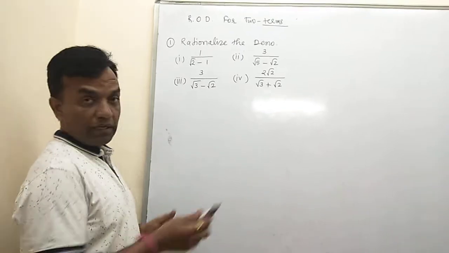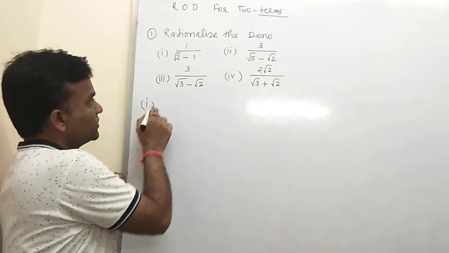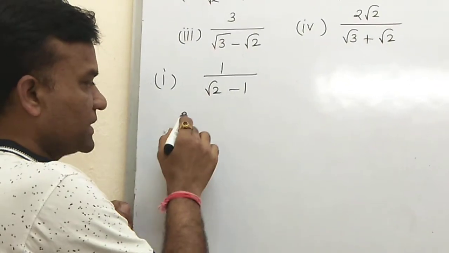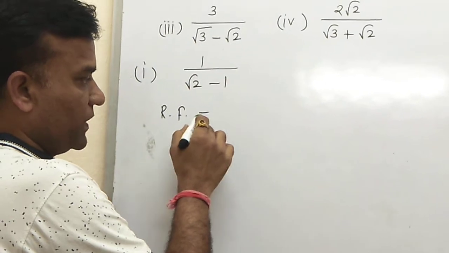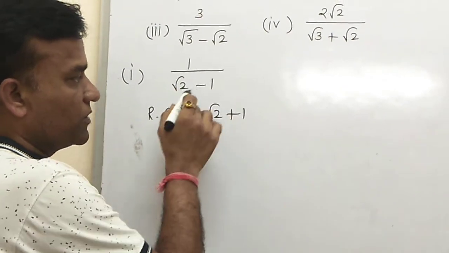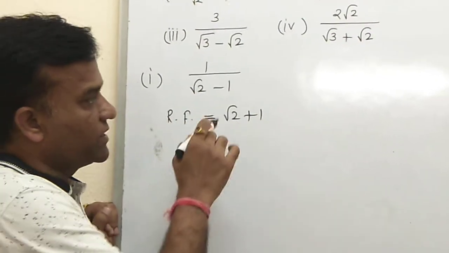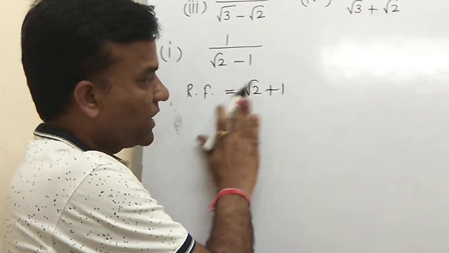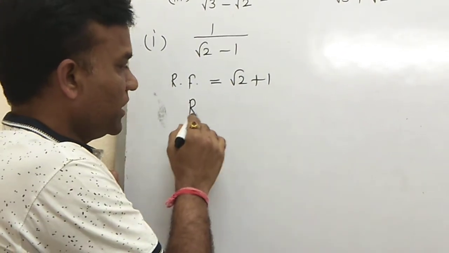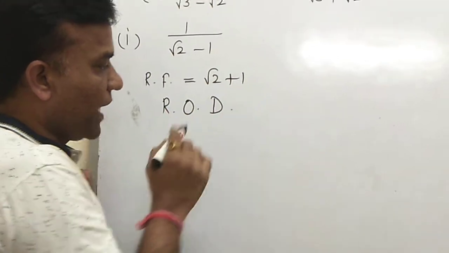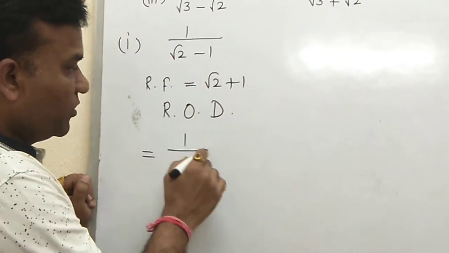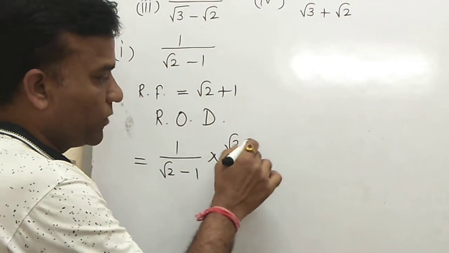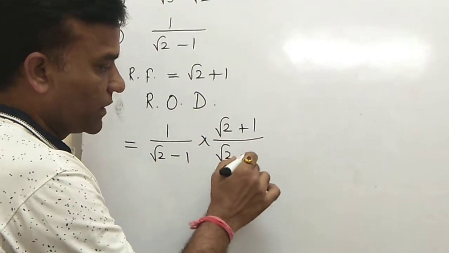So now first we illustrate here, like for example you use the concept like root 2 minus 1. So you write down first its RF. Okay, its RF is root 2 plus 1, because we use the concept of this middle sign is changed. Root 2 minus 1 is given in the question, but here for rationalizing factor here we use root 2 plus 1. So now here we use rationalization of denominator R O D, then you multiply your RF in numerator and denominator, so you use the concept of root 2 plus 1 upon root 2 minus 1.